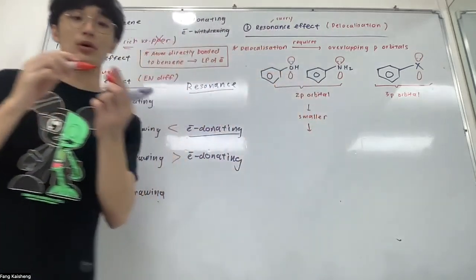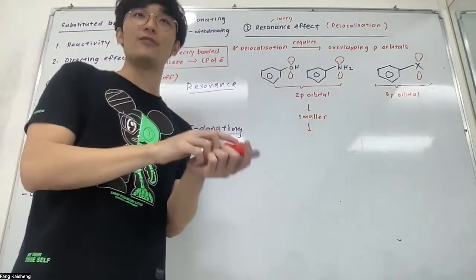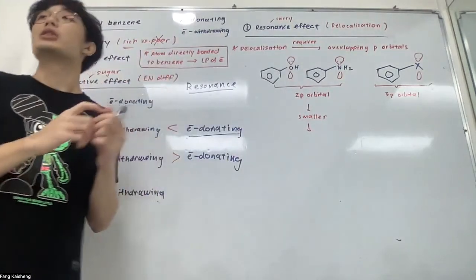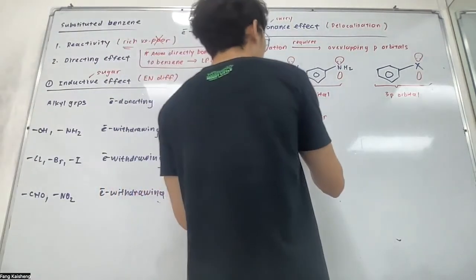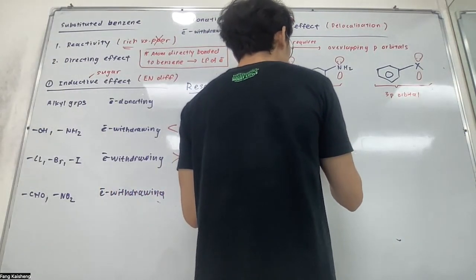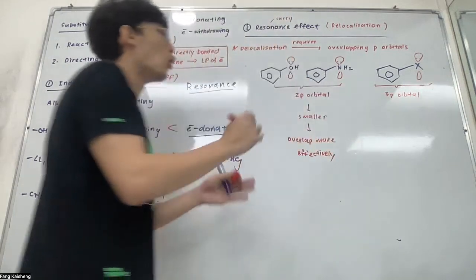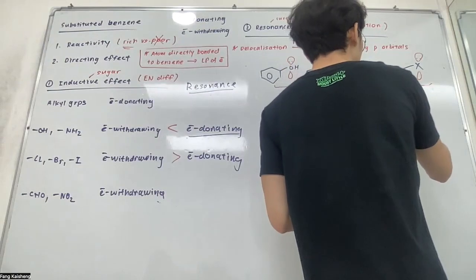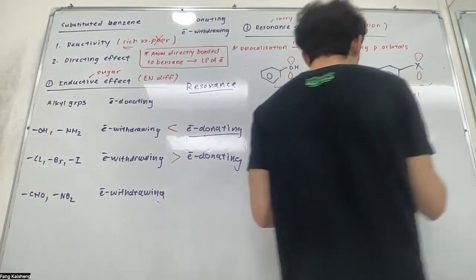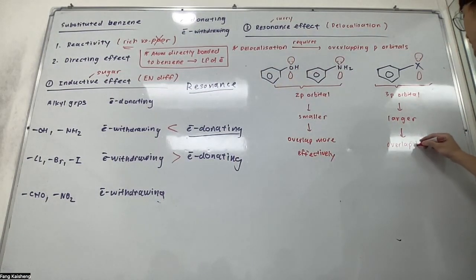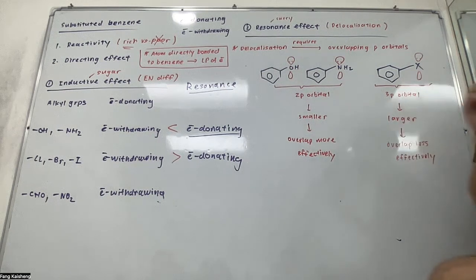If you have a smaller orbital, does it overlap more effectively or less effectively? Okay, good. Smaller atoms, smaller orbitals overlap more effectively. And guys, delocalization is about overlapping p orbitals. On the other hand here, 3p orbital is larger. So guys, does it overlap better or worse? Worse. Okay, it's just the opposite. It overlaps less effectively. Now guys, I say this again.